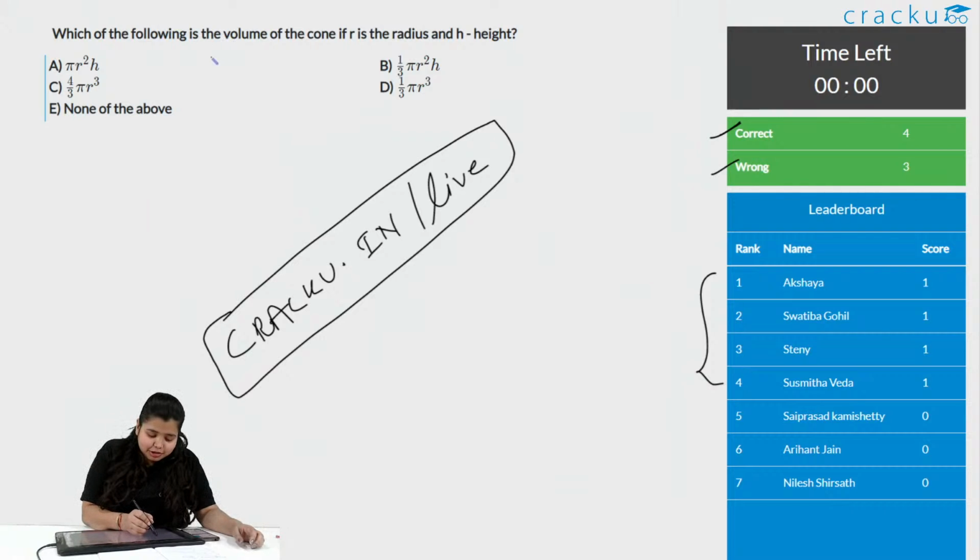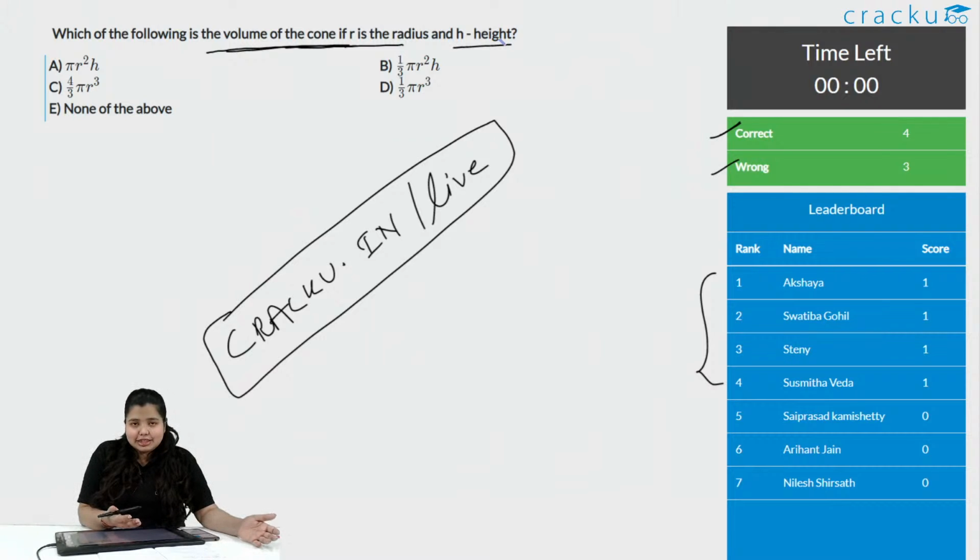Let's solve this. Which of the following is the volume of a cone if the radius is r and the height is h? This is just an easy question. If you get this question in the examination, the radius will be something else, the height will be something else. You just need the formula and you can get the answer. So what is the formula? It is simply 1 by 3 pi r square h.